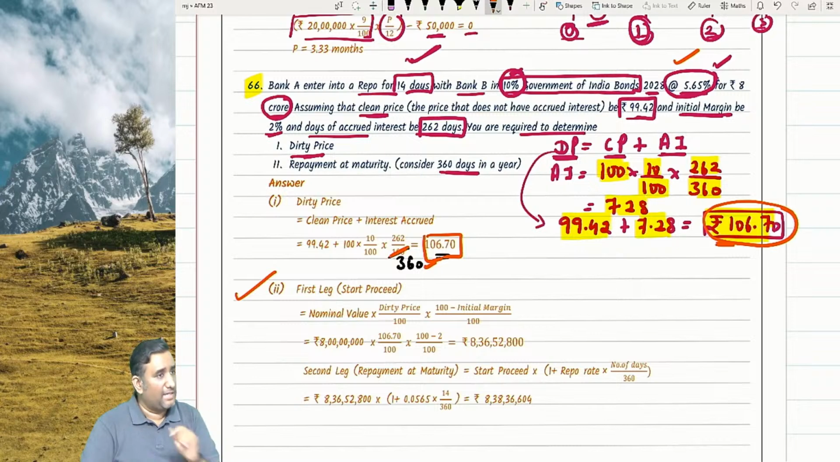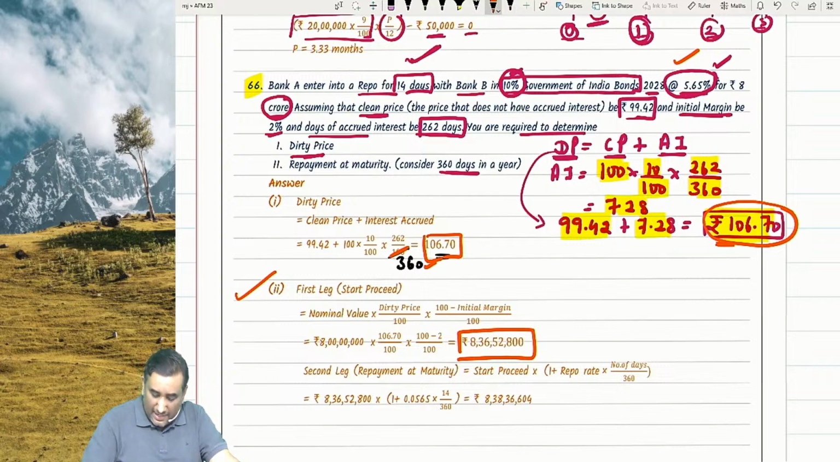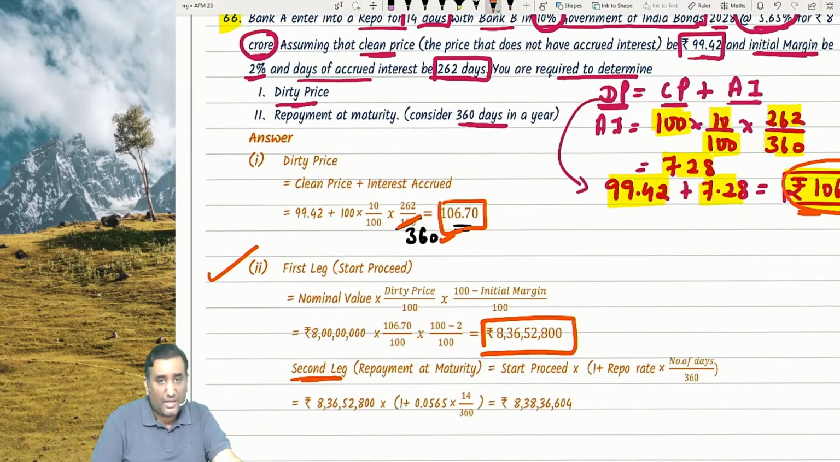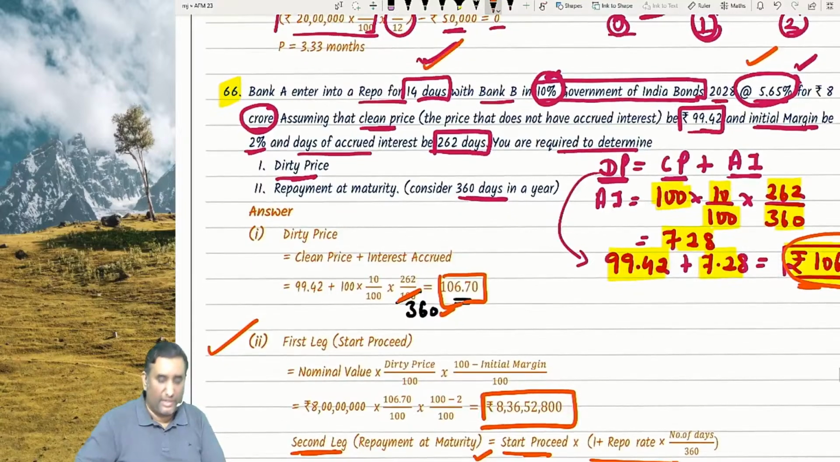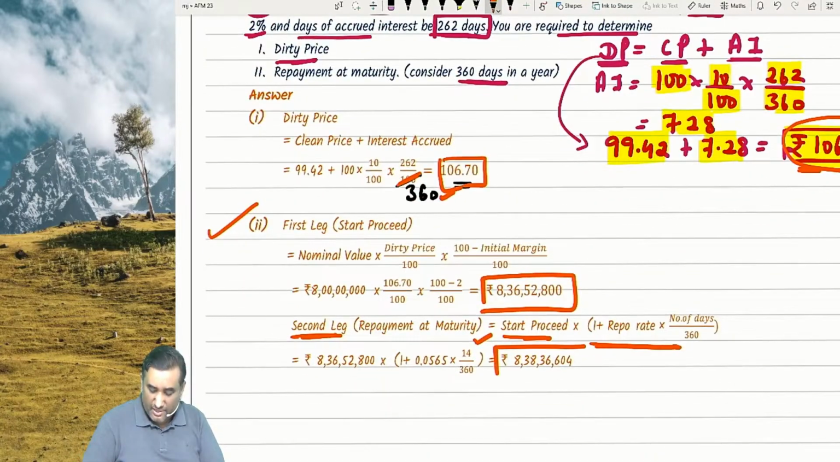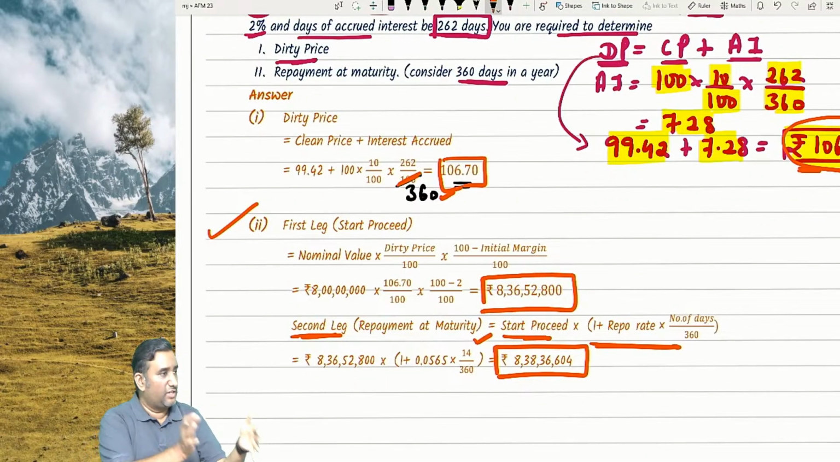So the first part is, in that scenario also you will have to first calculate the dirty price, then calculate what will be the value of that bond which is used for the exchange. The value came basically 8 crore 36,52,800, and at the repayment, this is called the second leg. At the repayment, what happens is, at maturity, it's the start proceeds into 1 plus what? Repo rate into how many days they were doing the transaction for? 14 days. That means they reverse back. This transaction gets reversed. So the first leg is basically the starting of a transaction, and the last leg is basically the reverse of that transaction.